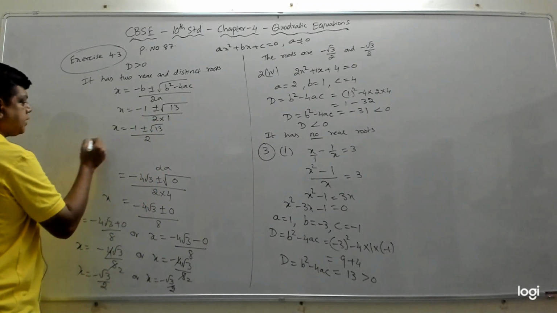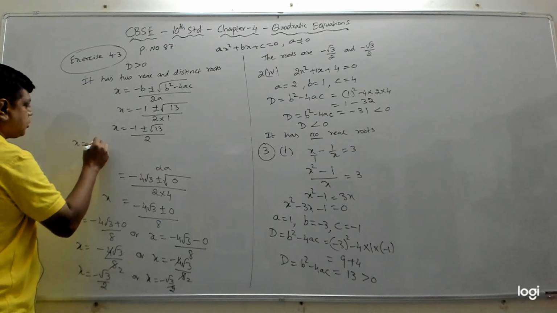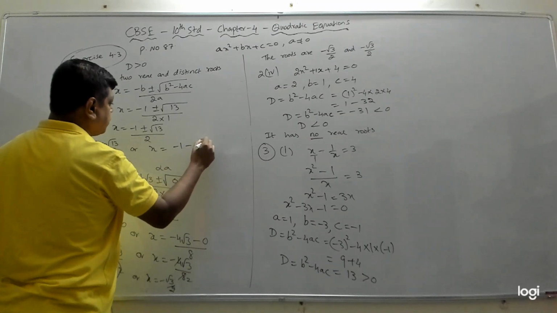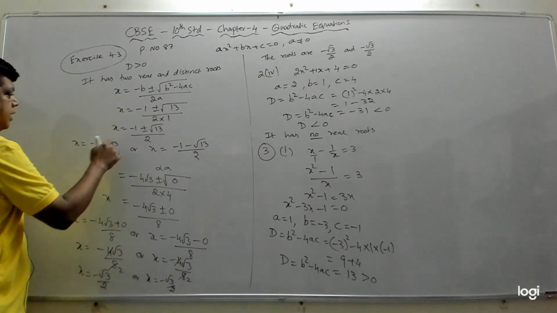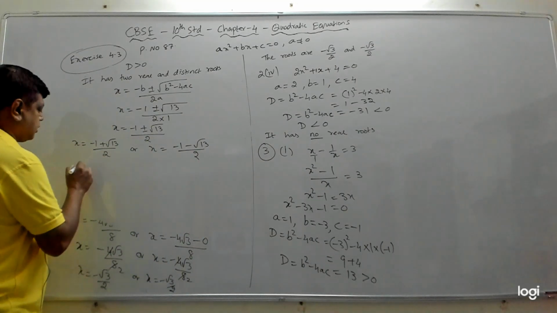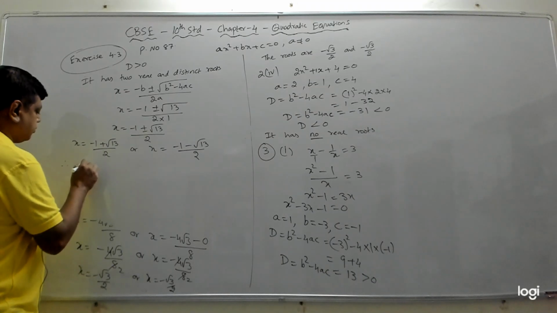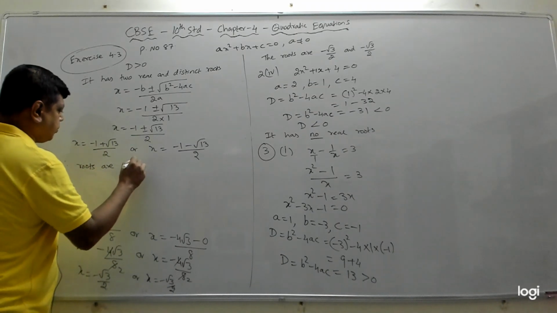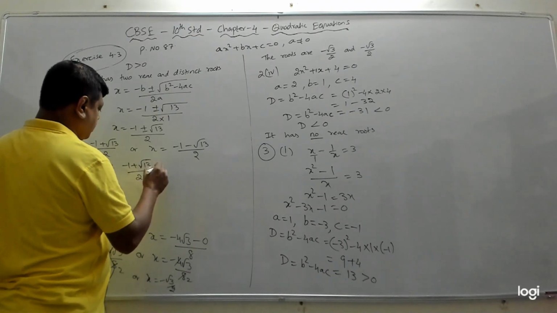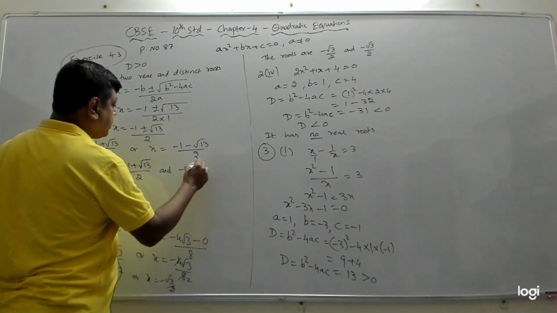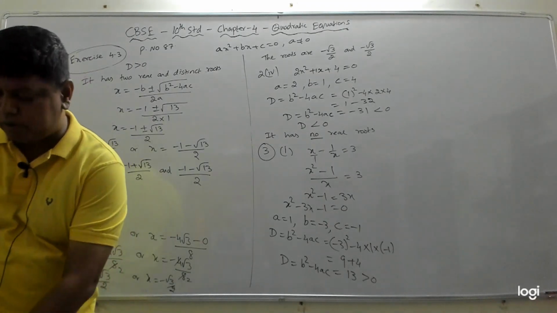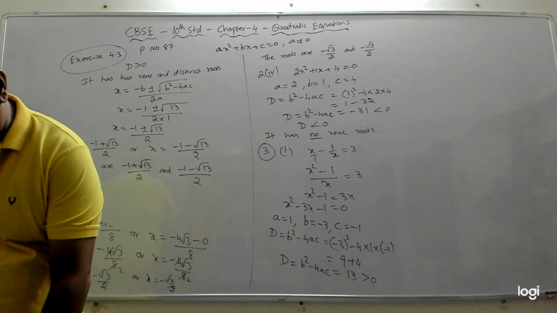Which is 2. So it branches into two parts. x is equal to minus 1 plus root 13 by 2, or x is equal to minus 1 minus root 13 by 2. So we take the plus case here and the minus case here. Therefore the roots are minus 1 plus root 13 by 2 and minus 1 minus root 13 by 2. So this is the solution or the answer for this question.